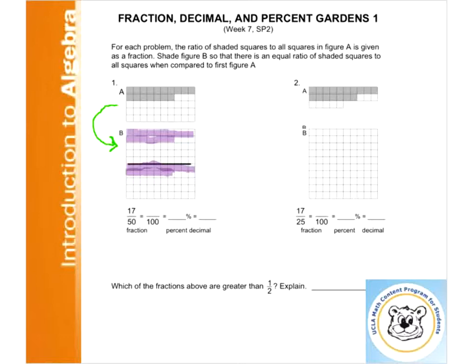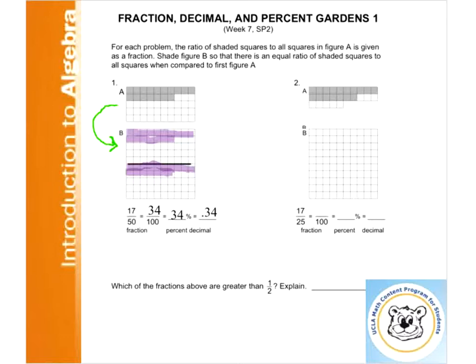I also know that percent means per 100. So if I want to find the percent, I know that it's going to be 34% because it's 34 hundredths. And because I have 34 hundredths, the denominator there is a power of 10, and I know that I can write that in decimal form if it's a power of 10. So 34 hundredths in decimal form would be 0.34.